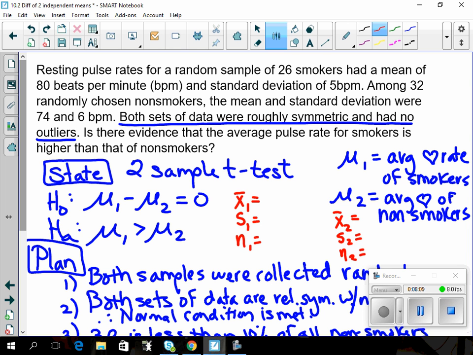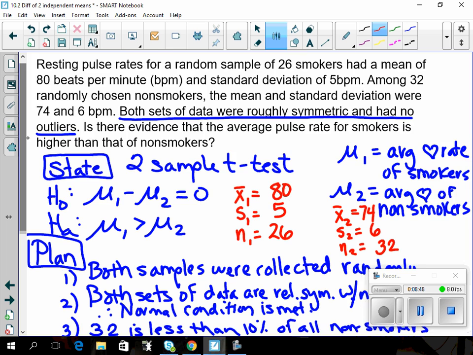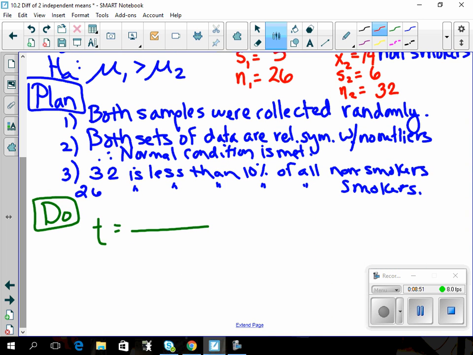So when you read our problem, what is the mean for sample 1? 80, okay? We have 80 beats per minute if you're a smoker. And then the standard deviation would be 5. And our sample size was 26. And if you look at the second population of non-smokers, we're deeming that population 2. We have 74 as our mean, 6, and 32. So just pulling out the numbers for each of the two populations, thinking about where those numbers need to go. And then we'll come down here and plug them in.